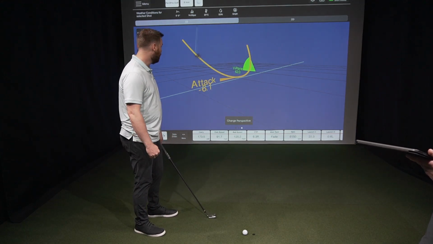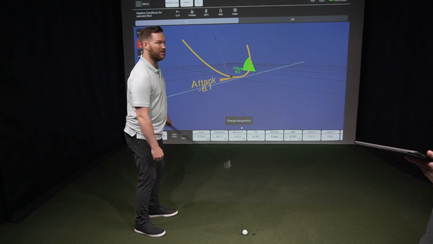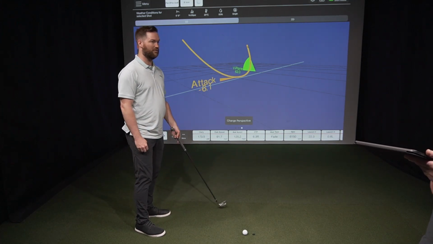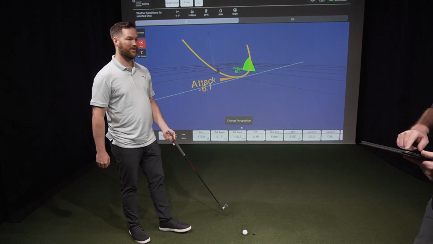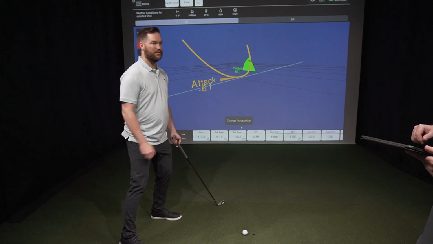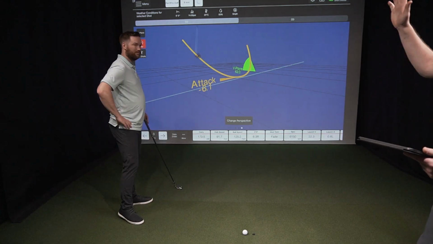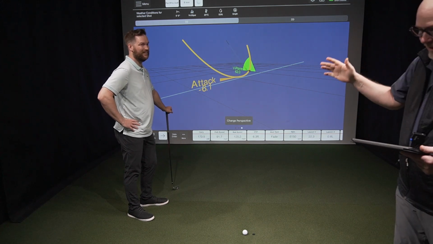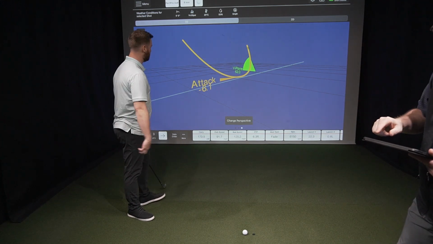With a driver, you want it to be up. You want to sweep up. Now you'll see a lot of numbers out there that are negative with the driver as well. There's lots of guys on tour that have negative attack angles with the driver. It's okay, but ultimately we do want that to be positive. They can get it up in the air, whereas the average golfer, maybe 9 degrees? Everybody's different. We won't get too much into that.